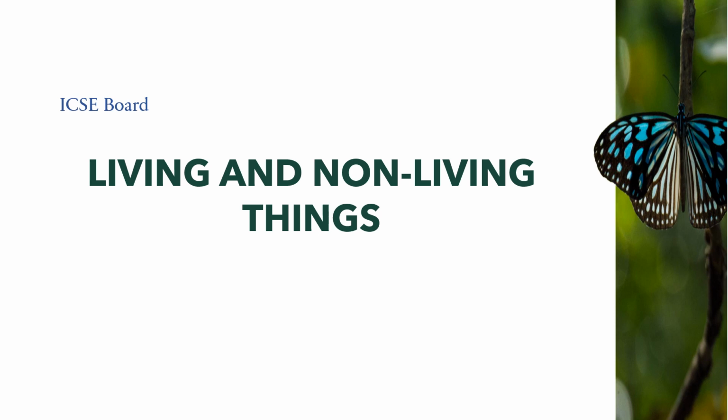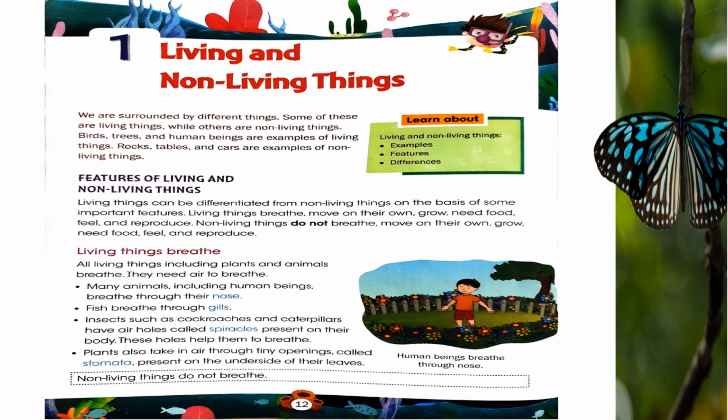Topic: Living and non-living things. Let's start with the chapter Living and non-living things. We are surrounded by different things. Some of these are living things, while others are non-living things. Birds, trees, and human beings are examples of living things. Rocks, tables, and cars are examples of non-living things.